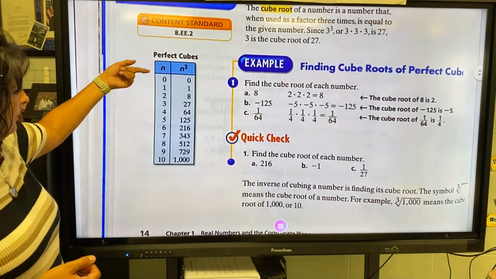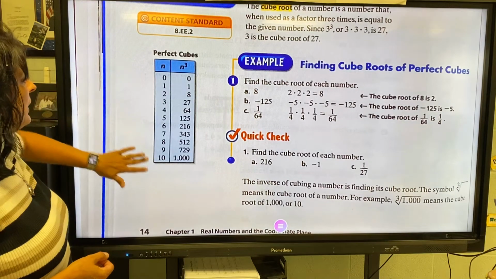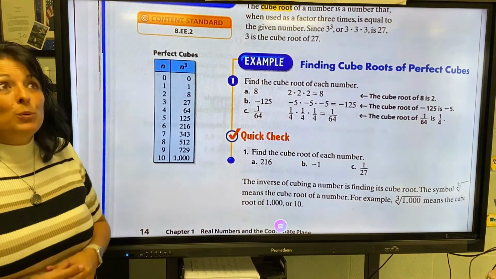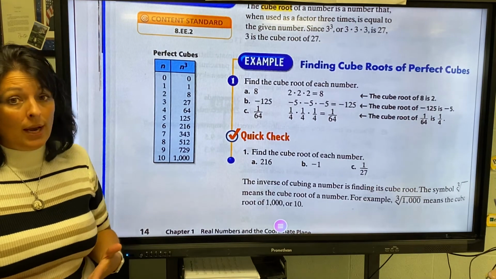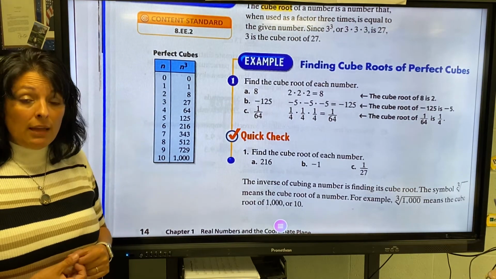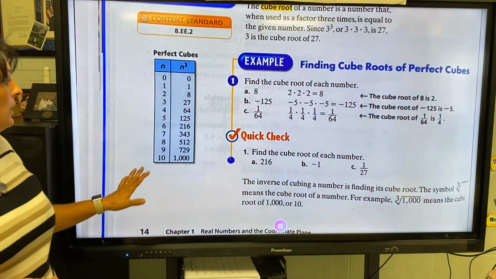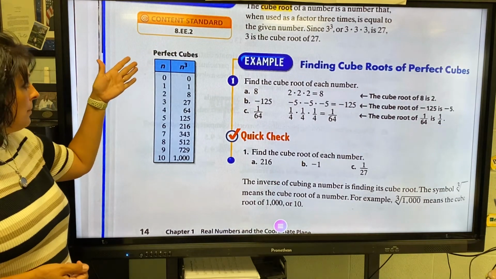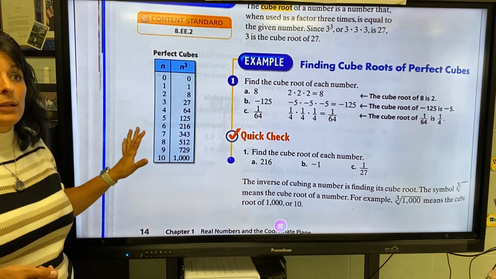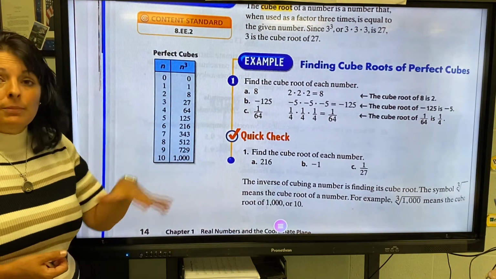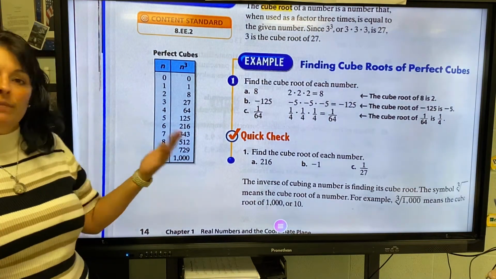Down here a little bit further on the bottom of page 14, you're going to see another one of these charts. Remember on 1-2, I told you the state of Missouri wants you to have memorized 1 through 25 squares and square roots. On this one, it's just 1 through 10 cubes and cube roots. Not as bad. Again, we're going to start on these probably next week. Don't worry about them. We're just going to take a few at a time until we've got them all memorized.